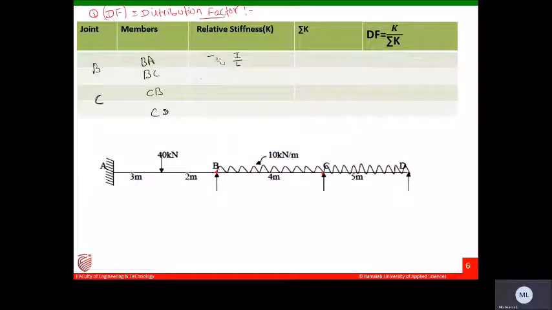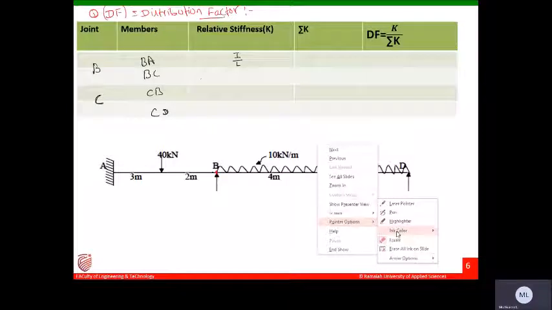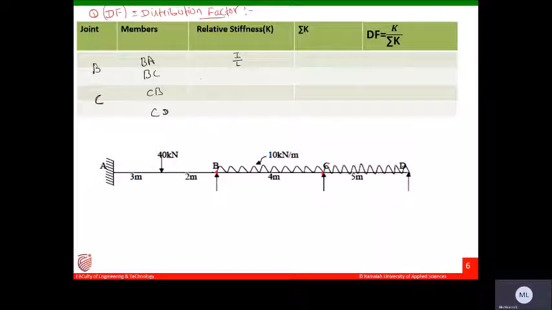In the other case, with respect to the intermediate support, if the far end support is simply supported, roller or hinge, then the relative stiffness will be 3/4 of I by L. So we need to remember these things, 3/4 of I by L. This is how we need to calculate. Here I is I, and L, you can see here, is 3 meters and 2 meters, so it is 5 meters.